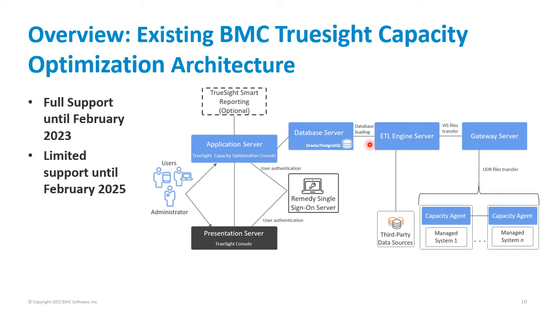Once the data is collected, it is sent to a database server, which can be Oracle or Postgres, that does the extract, transform, and load. Once the data is available in the database, the application server allows the users to do models, analysis, and forecasts. The presentation server is where the views are stored and allows the user to visualize the data. There's an optional component called TrueSight Smart Reporting that allows for scheduling of reports.